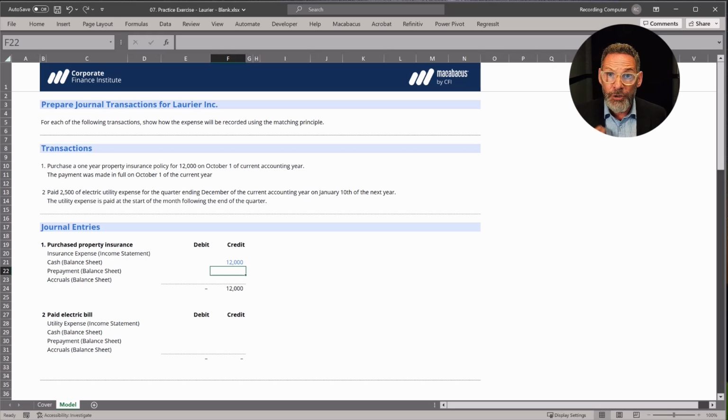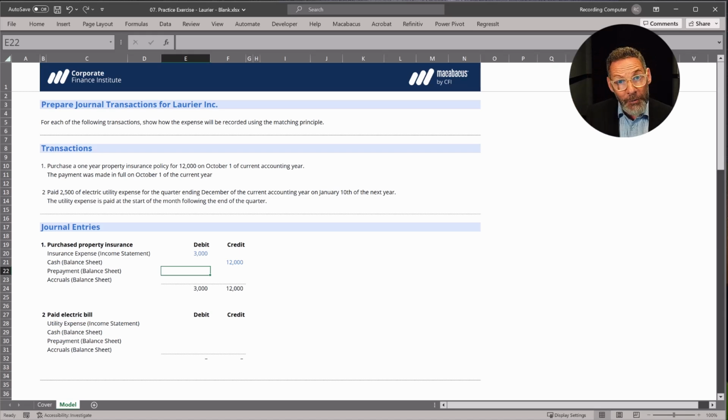We're not going to record the total $12,000 expense in the current accounting year because we're only enjoying 3 months of insurance coverage. So I'm going to take that $12,000, divide it by 12, which works out to an insurance cost of $1,000 a month. And we had 3 months of insurance coverage in the current year. So that's the expense using the matching principle. However, we're owed another 9 months of insurance coverage next year.